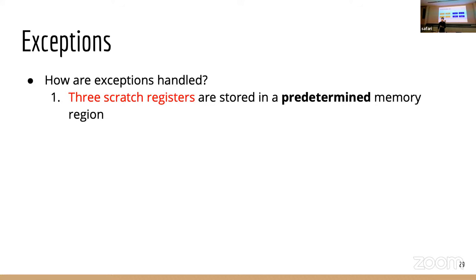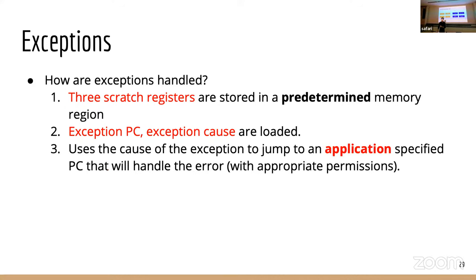OK, so now we'll talk a bit about exceptions in IGES. The way they're handled is quite different from Ultrix. Three scratch registers are given to the application, which are stored in a predetermined memory region. The predetermined memory region is given to the application in which it can store three scratch registers. The exception program counter and the exception cause are loaded. And then afterwards, we can use this cause of exception to jump to an application specified program counter that will handle the error.